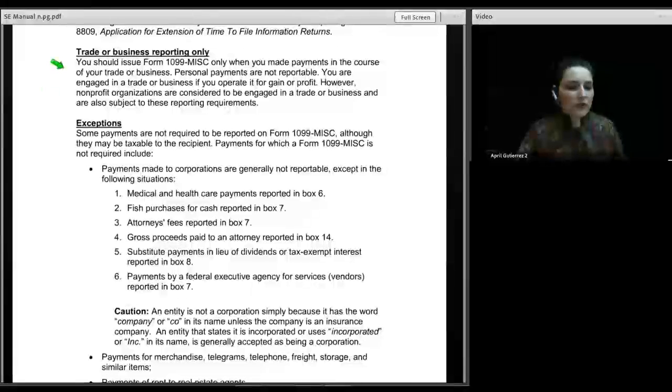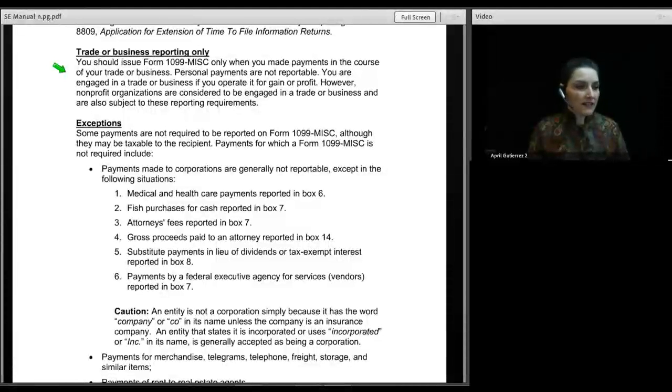Now, we're going to go into a few of the additional rules you need to know about issuing 1099s, as well as some exceptions. Who do you not need to issue a 1099 to? Firstly, trade or business reporting only. You should issue a Form 1099-MISC only when you made payments in the course of your trade or business. Personal payments are not reportable. So what that means is if you rent your home from your landlord, that's not a business expense that you're paying out. You don't 1099 the landlord of the home you're renting.